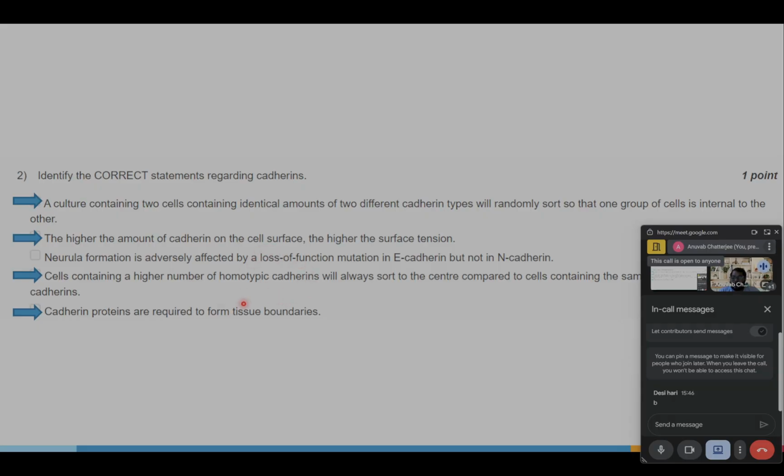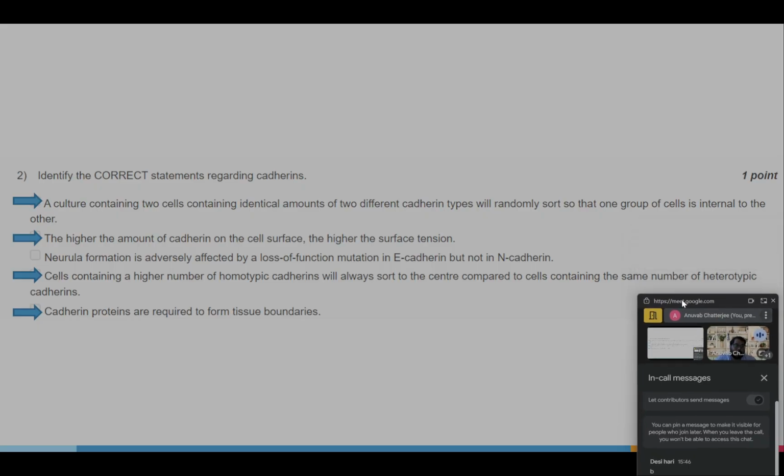Cells containing the same type of cadherins will sort to the center as compared to the cells containing different types of cadherins, because again the same type of cadherins have a stronger interaction between them, increasing the surface tension, and those cells will go towards the center, while those cells having different types of cadherins will have less strong interaction, so lesser surface tension, and they will stay on the outside.